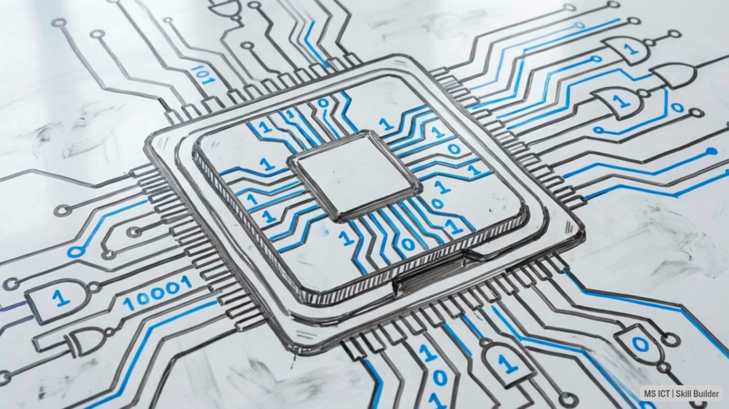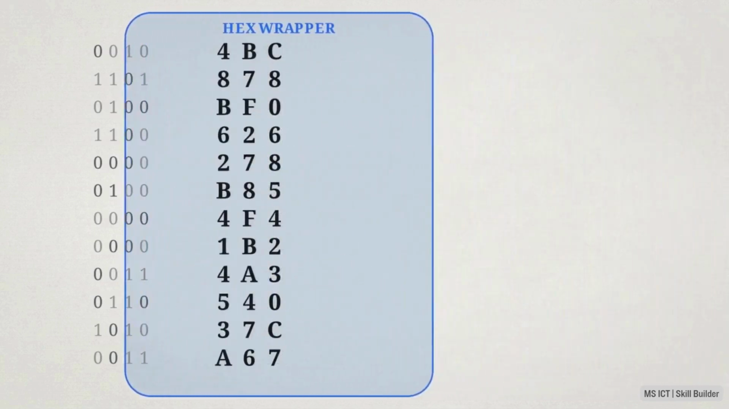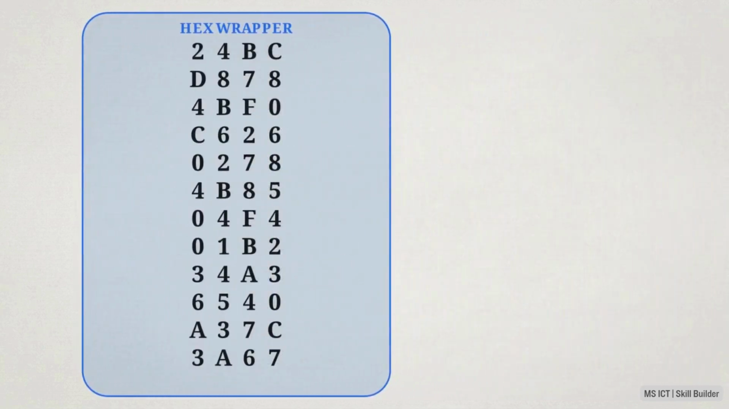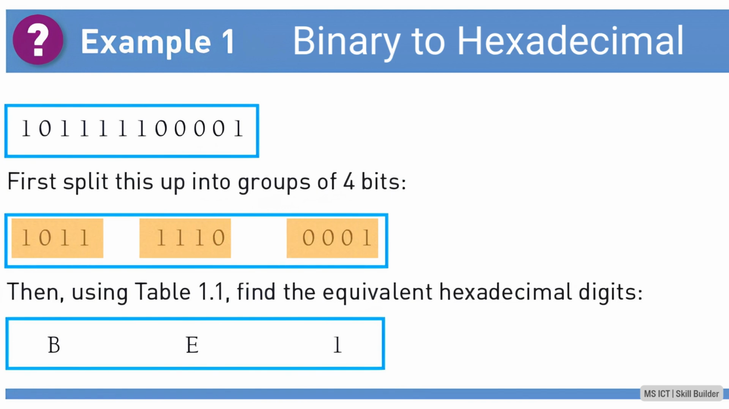Hexadecimal doesn't change the data your computer processes. At the machine level, it is all still purely ones and zeros. Hex is simply a human-readable wrapper that makes huge walls of data much easier for us to read, write, and remember. This document shows exactly how we perform that conversion. To turn binary into hex, you slice the binary string into groups of 4.